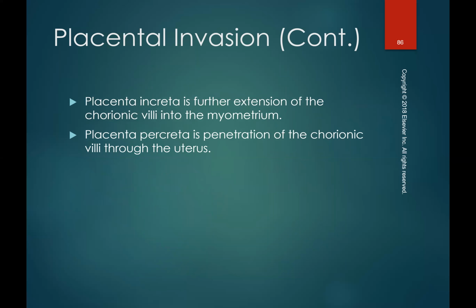The placenta increta is further extension of the chorionic villi into the myometrium, so that is even further extension. And placenta percreta is penetration of the chorionic villi through the uterus. Sometimes I see placenta that even grows into the bladder.